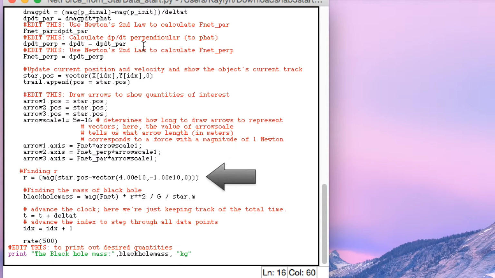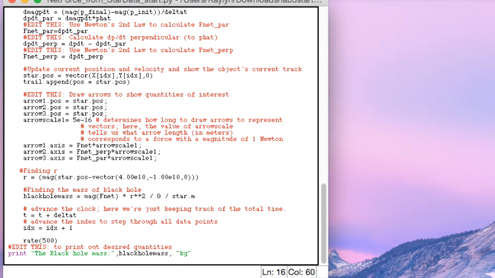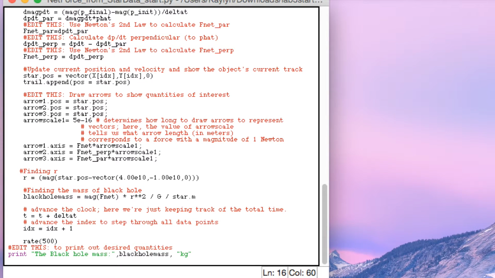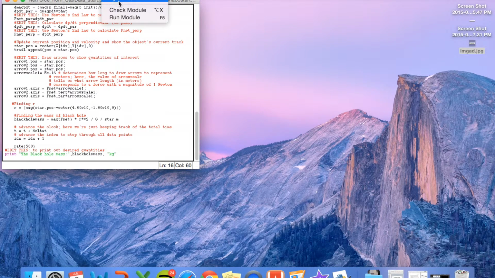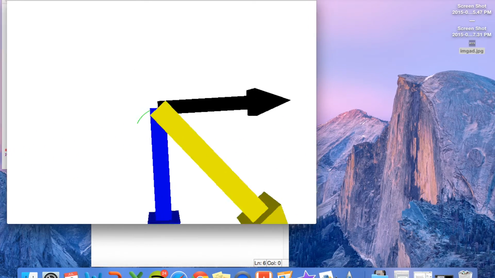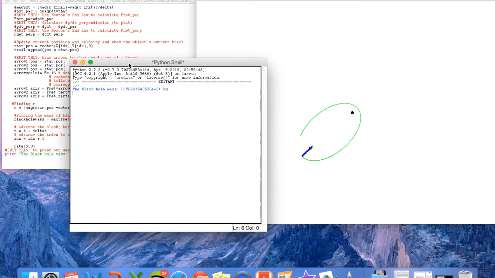To define the relative position vector pointing from the star to the black hole at each location along the star's motion, I assigned r to equal the magnitude of the difference between the star's position and the given position of the black hole. Finally, you can see Newton's law of gravitation here, where the force of gravity equation can be manipulated to solve for the mass of the black hole, which is here, as the product of the magnitude of the net force and the square of the relative position vector divided by the product of the universal gravitational constant and the mass of the star. Lastly, I wrote a statement to print the mass of the black hole after running the module. From running the module, an animation of the star's orbit is output in an external window along with the calculated mass of the black hole.